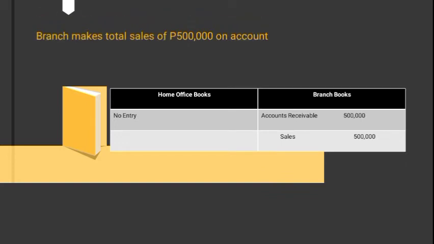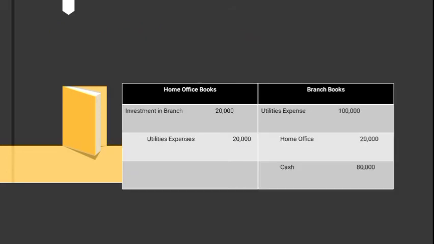Branch makes total sales of 500,000 on account. Again, this is only the branch. So, we debit accounts receivable, 500,000, because it is on account, and credit sales, 500,000. Okay, next.